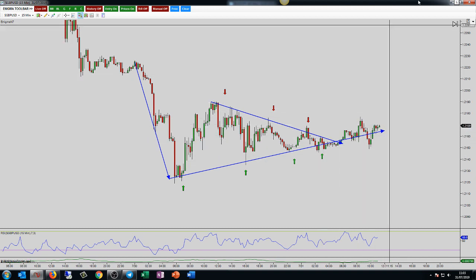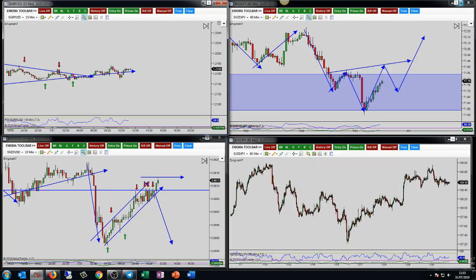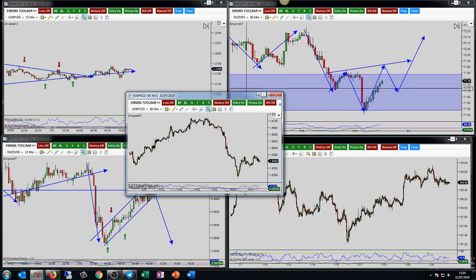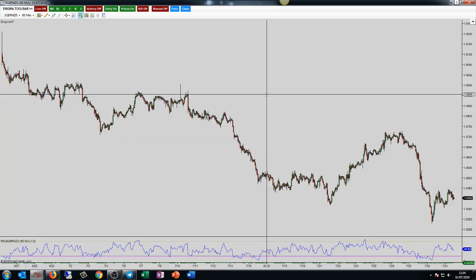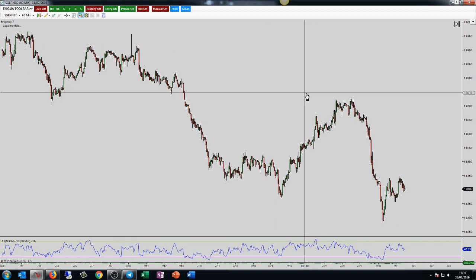I got nothing on the pound dollar. We will take a look at the euro CAD. Khan, what's your bias on the euro CAD? Long or short? Euro CAD.